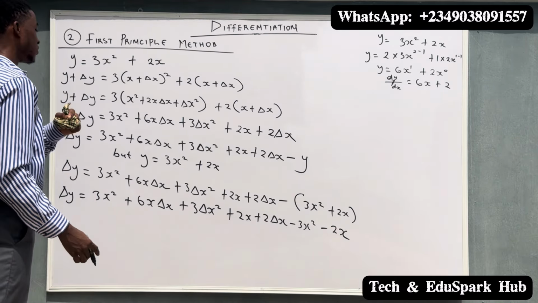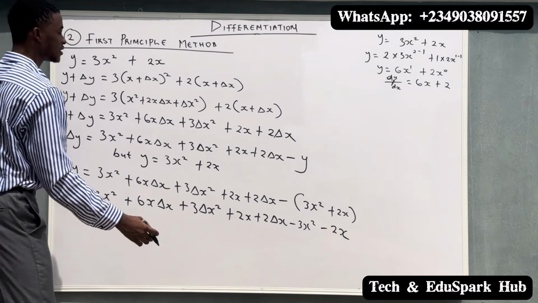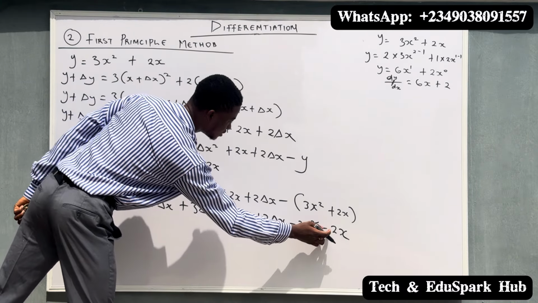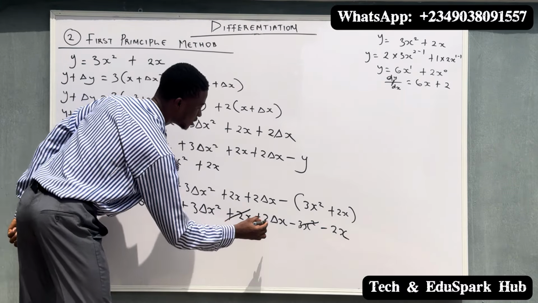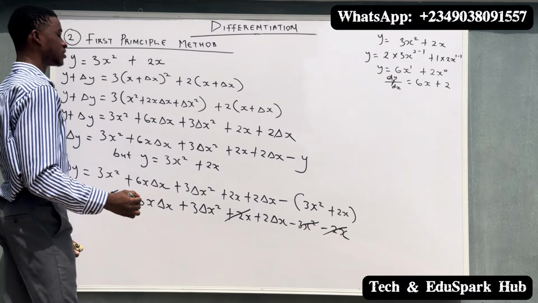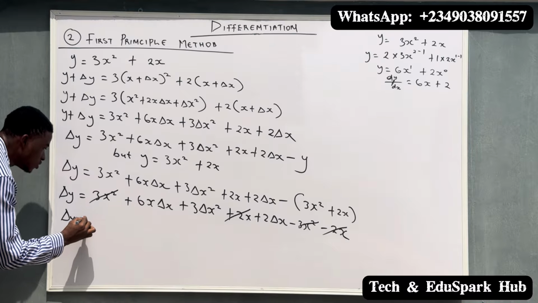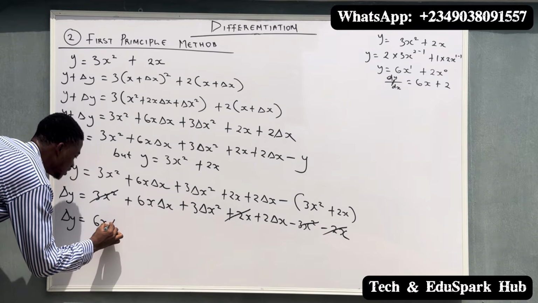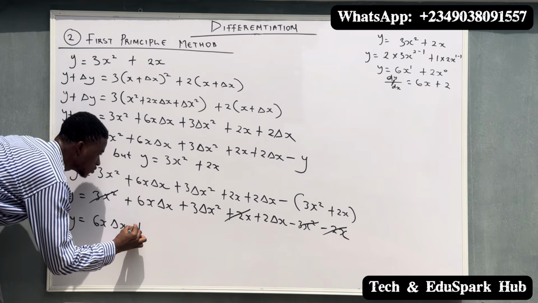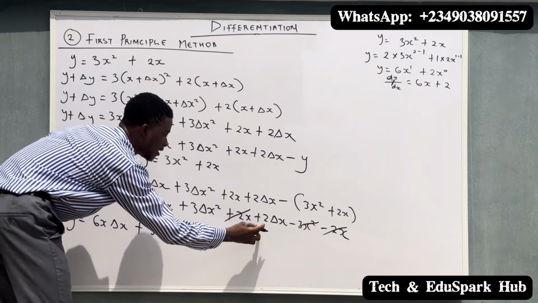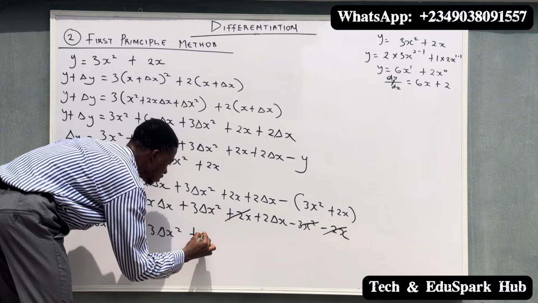So from what we see here, we can see minus 3x squared and 3x squared. So this is plus. So this can cancel this. And we can also see plus 2x and this minus 2x. So this plus 2x can cancel this minus 2x, yes. So we now have our change in y equal to what? 6x change in x plus 3 change in x squared. And also we now have lastly plus 2 change in x.